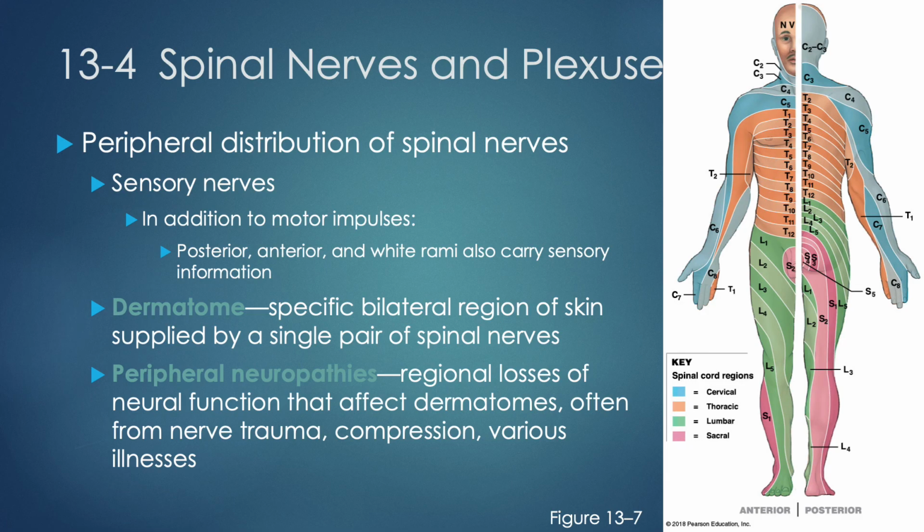So this is part of a neurological workup that you'll see when you do your clinical rotations. But also this is helpful for determining peripheral neuropathies. So anytime you have a regional loss of neural function that affects a dermatome, we can go back and figure out which nerve has been either traumatized or compressed, or if there was an illness that affected it as well.